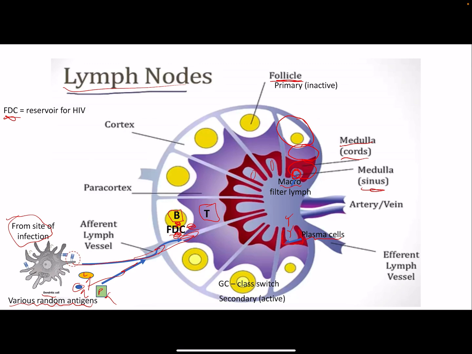So the lymph is going to come from the site of infection, or maybe it's not an infection, it's going to come from the blood, comes over here, enters, and then it just kind of percolates through this layer. It goes through the cortex, it goes through the paracortex, it then goes through the cords where we have the plasma cells, and then the last stage is the macrophages, which are going to be the final filtering of the lymph, and then they're going to leave.